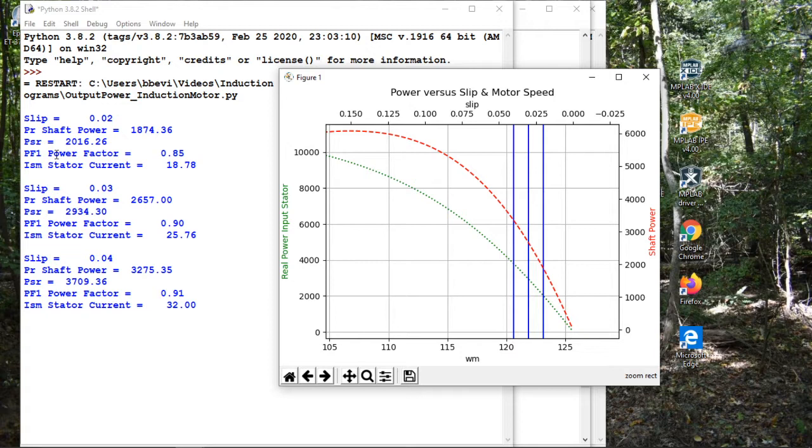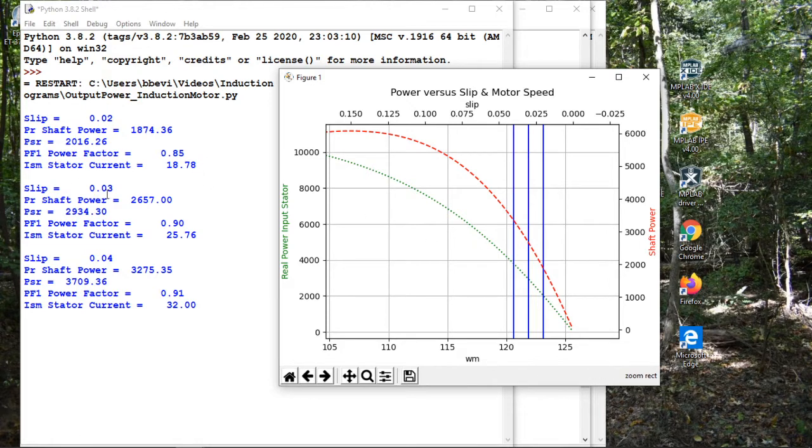Notice also here we have the power factor. In this case we have a power factor of 0.85, and then we have the stator current here of 18.78.